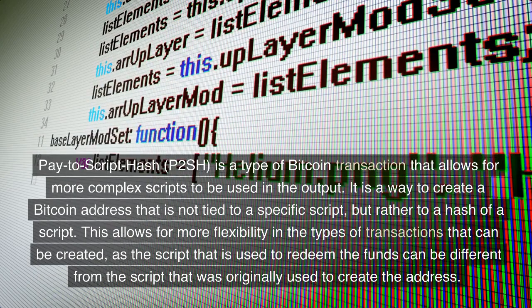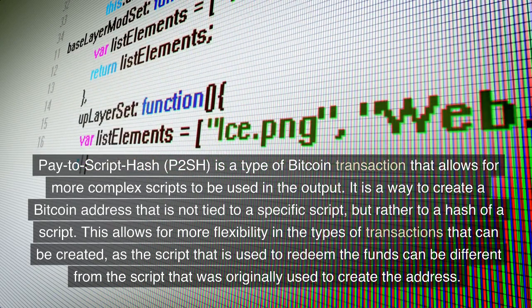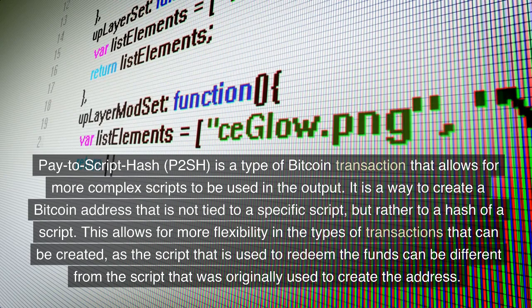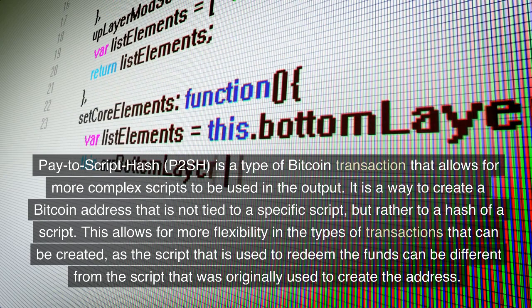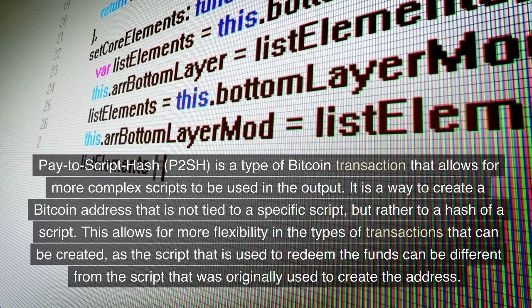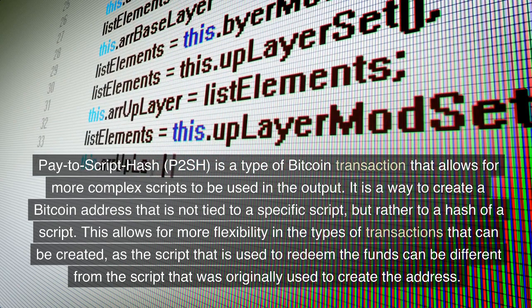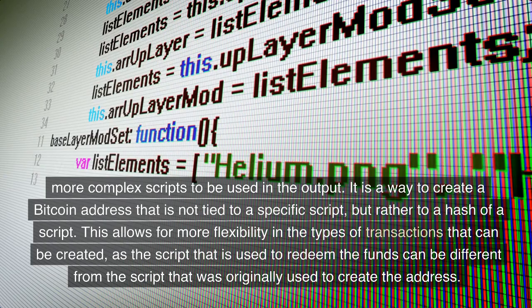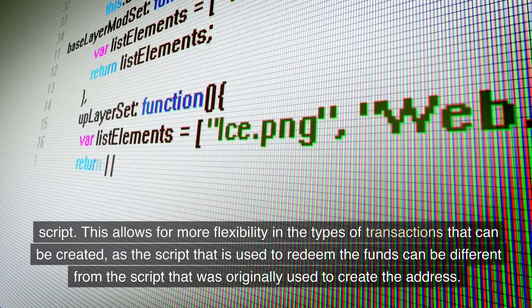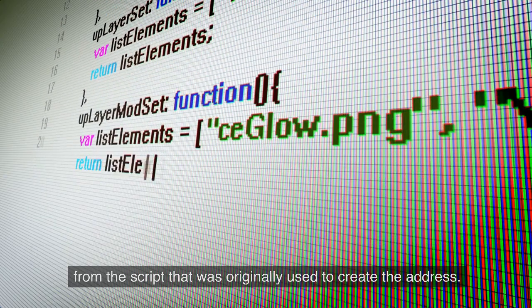Pay-to-script hash, P2SH, is a type of Bitcoin transaction that allows for more complex scripts to be used in the output. It is a way to create a Bitcoin address that is not tied to a specific script, but rather to a hash of a script. This allows for more flexibility in the types of transactions that can be created, as the script that is used to redeem the funds can be different from the script that was originally used to create the address.